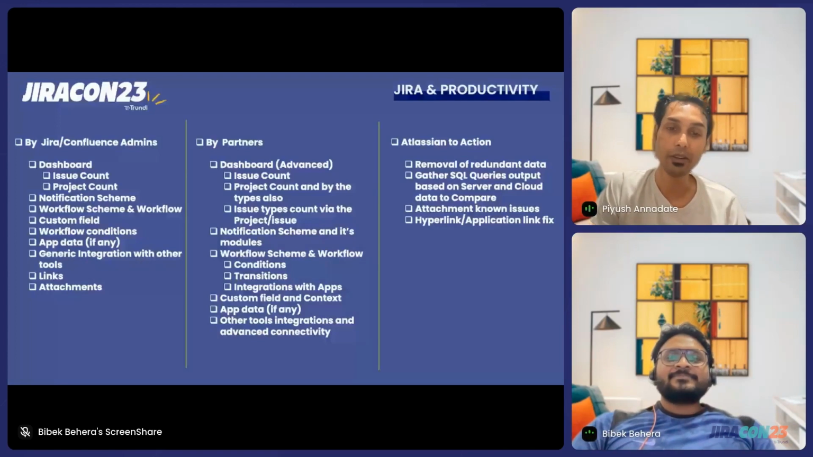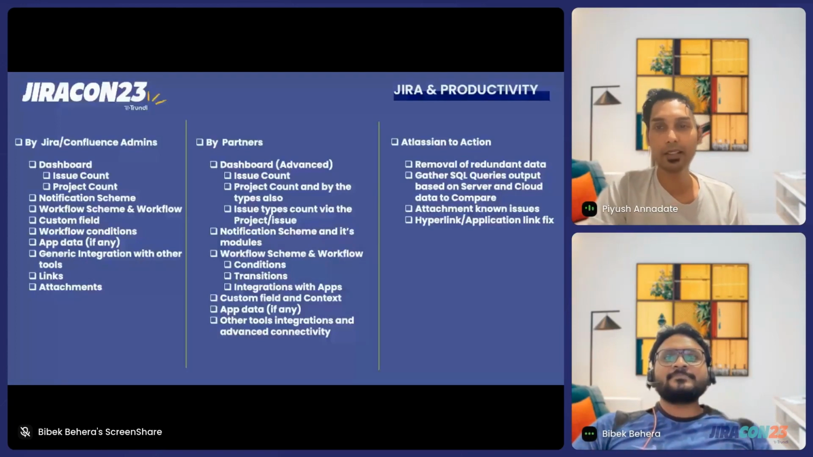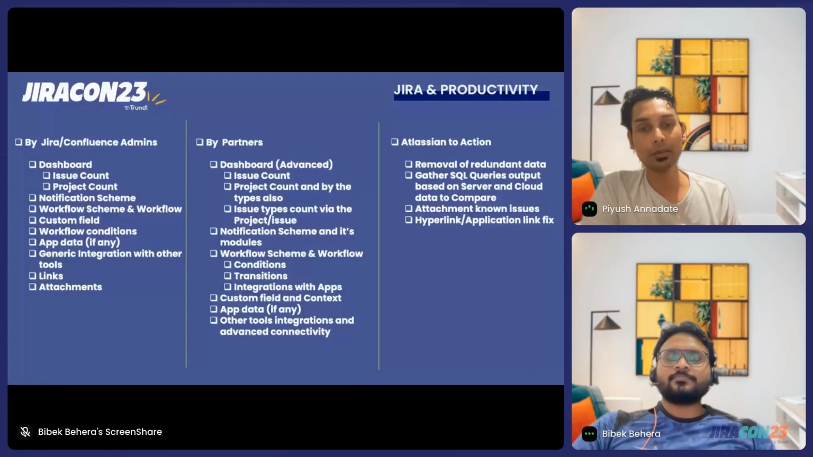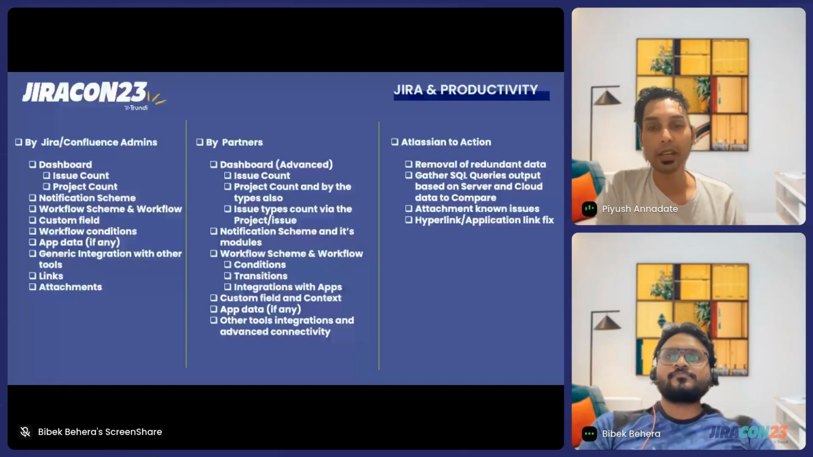Actually, this is what we generally follow every time, and I believe I have done around 50 to 70 plus migrations in different aspects. Even Bibek has done around the same number of migrations, so we have seen this as one of the common things. This is what the Jira admin and the content owners really need to do. We do a mapping, like having big screens on our desks, one with the server, one with the cloud or data center, and we match the notification scheme, workflow scheme, custom fields, workflow conditions, app data, generic integrations with other tools, links, and attachments.